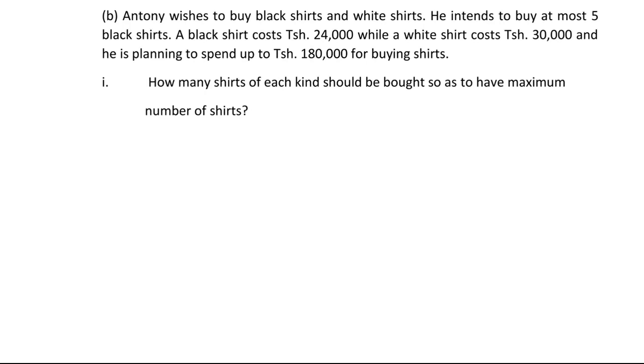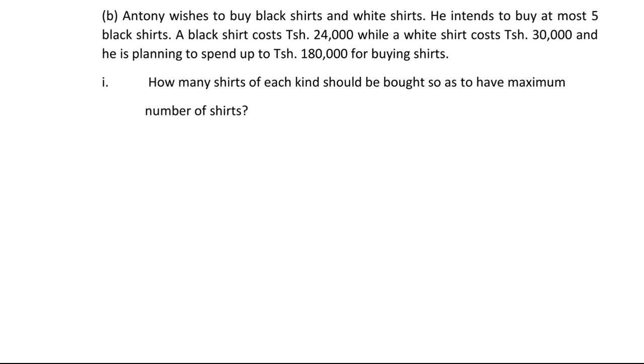Part B of the question: Anthony wishes to buy black shirts and white shirts. He intended to buy at most 5 black shirts. A black shirt costs Tanzania shillings 24,000, while a white shirt costs Tanzania shillings 30,000, and he is planning to spend up to Tanzania shillings 180,000 for buying shirts. For Roman 1, how many shirts of which kind should he buy so as to have the maximum number of shirts?